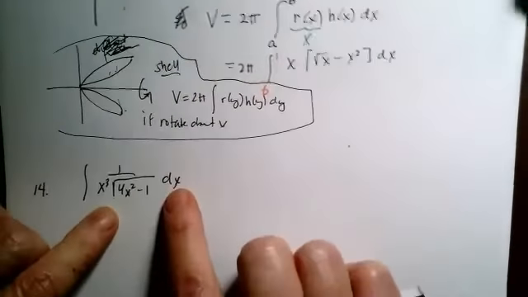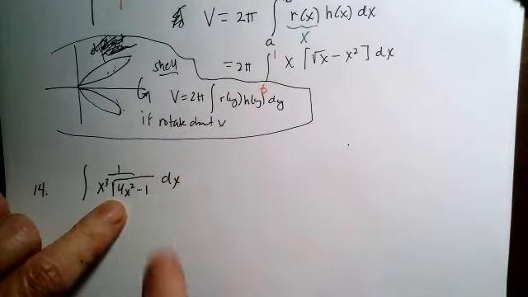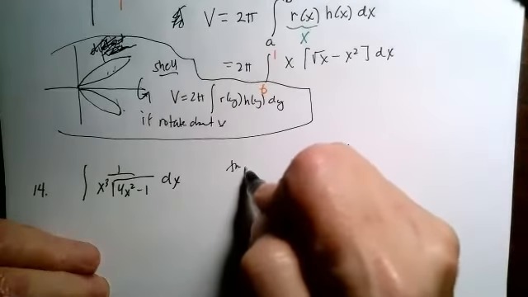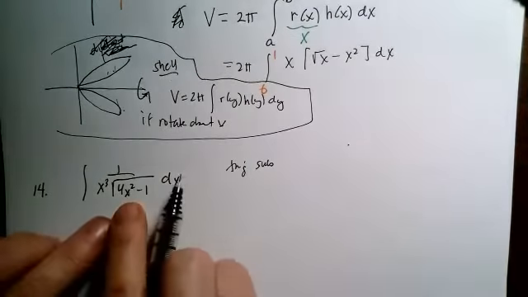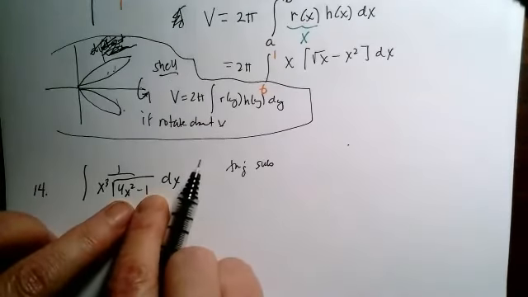Okay, let's move on to this one. How are we going to solve this? This is a trig sub. You have the variable squared minus a constant.